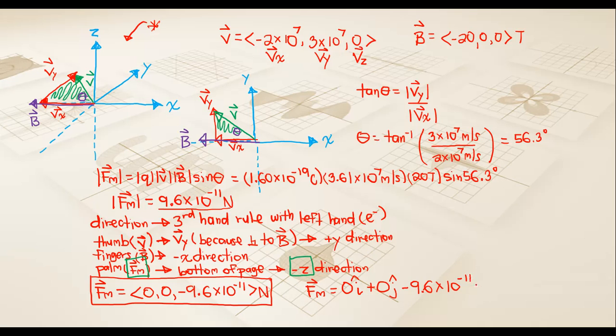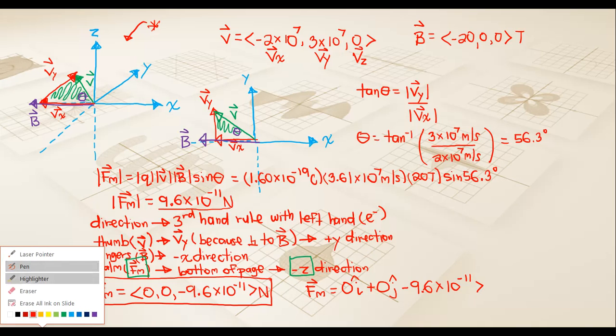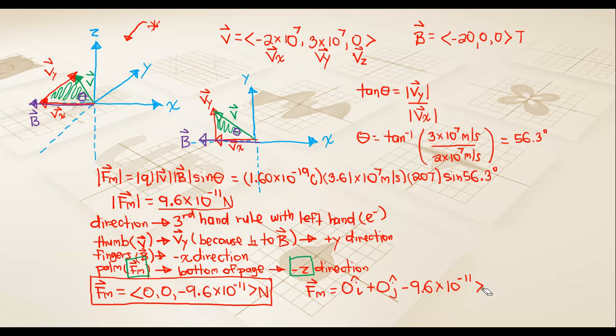Ten to the negative 11. Oh, gotta write in the special unit vector. Okay, let's write down k here. And then squiggly brackets, and then newtons.